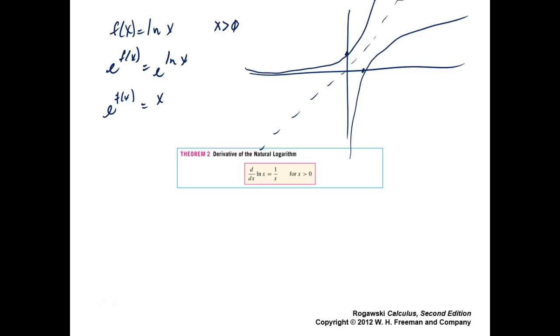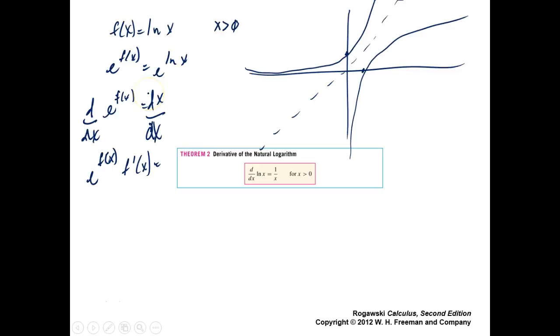So anyway, we've got this: e to the f of x is equal to x, okay? Now, what we're going to do is differentiate both sides of this. Derivative of this with respect to x times derivative of this with respect to x. Well, derivative of e to the f of x would be, derivative of an exponential function is what? It is exactly e to the f of x, and then by the chain rule, that times f prime of x, okay?